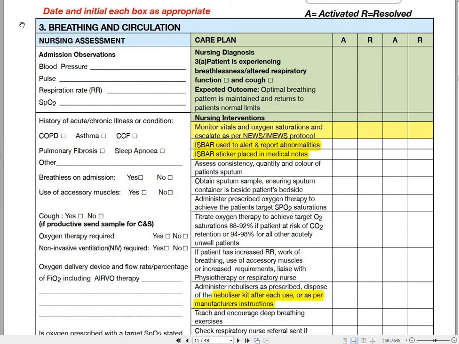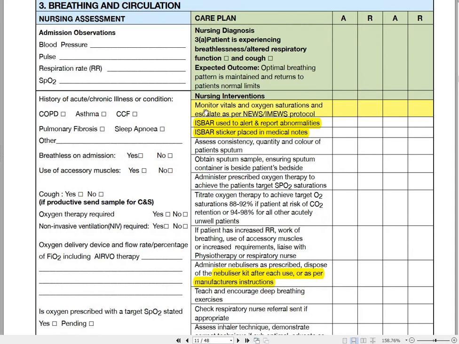So if we identify from our assessment that the patient has an issue with breathing, then we can activate Care Plan 3A. Patient is experiencing breathlessness or altered respiratory function and cough. Okay, so you tick whichever is applicable for your patient. The expected outcome: optimal breathing pattern is maintained and returns to patient's normal limits. So the nursing interventions here, this first one, this intervention is highlighted in yellow, so this needs to be activated for every patient. Monitor vitals and oxygen saturations and escalate as per NEWS or IMUSE protocol.